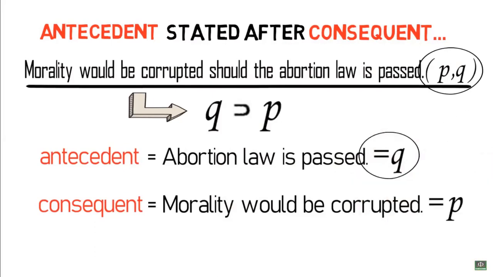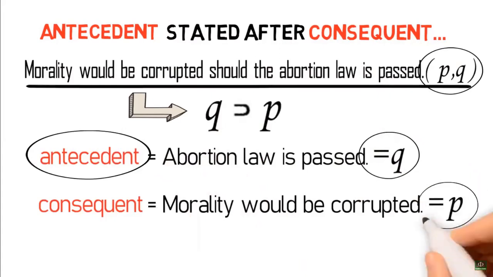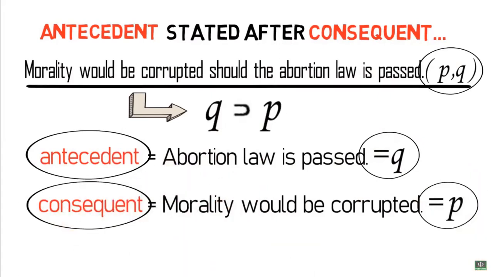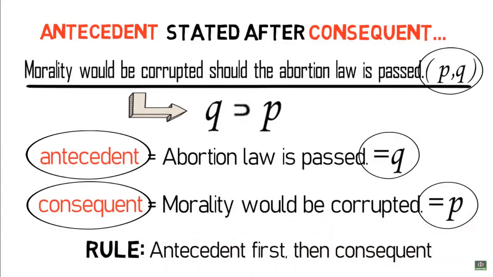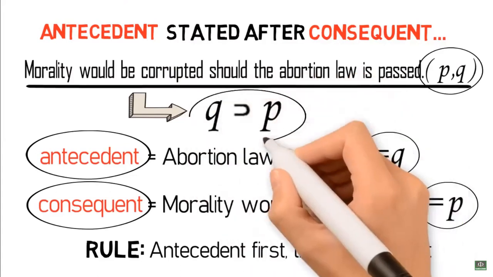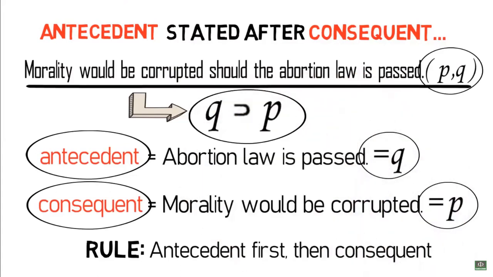Again, since Q is our antecedent and P is our consequent, and since in symbolizing conditional propositions, we need to write the antecedent first and then the consequent, the proposition morality would be corrupted should the abortion law is passed would be symbolized as follows. Q, then P.